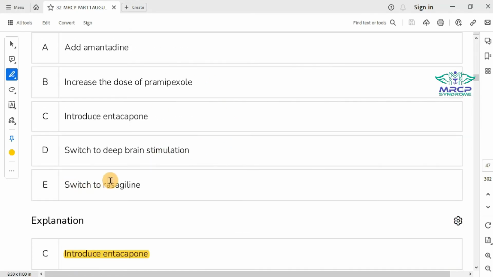And the last one, rasagiline. What is the mode of action? Rasagiline. MAO-B. This is the MAO-B inhibitor, monoamine oxidase B inhibitor. So it can reduce the motor symptoms in early Parkinson's disease, but regarding the wearing off effect, the COMT inhibitors are more suitable.